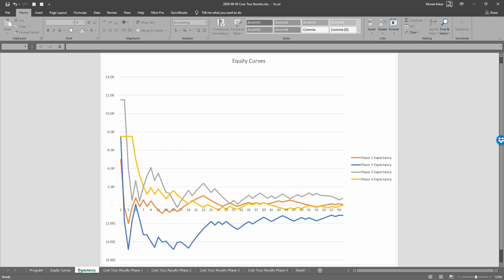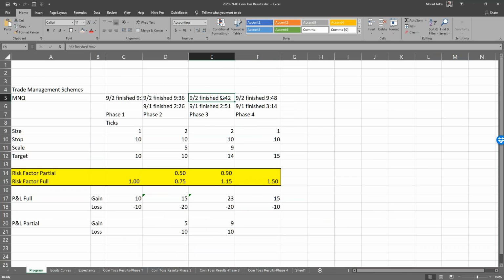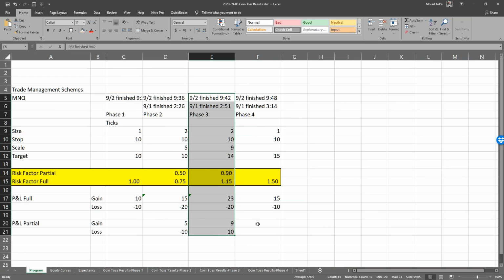Looking at the expectancy, the expectancy is always really high or really low at the beginning because it's an average, and then you start to wind in, and you can see the expectancy for phase 3. Reminder, phase 3 is as close to what we talk about as we can get it. It's a scale out that is about proportional to the stop, with a reasonable scale out outside of that. 9 ticks versus a 10 stop, 14 ticks versus a 10 stop, giving us a profit factor or a risk factor that is just over 1 R. Just over 1 R.